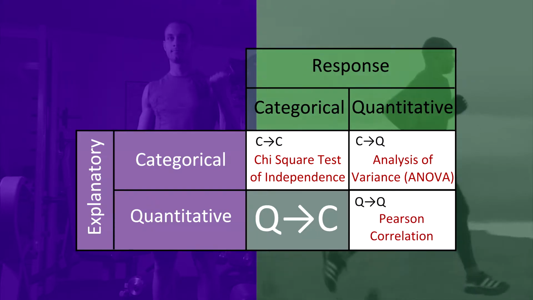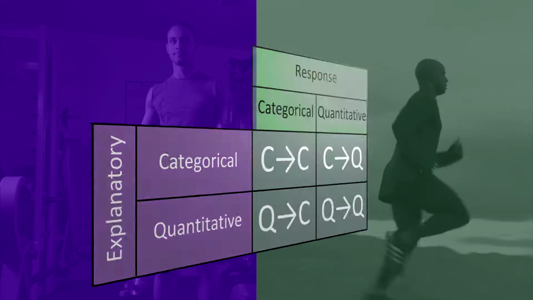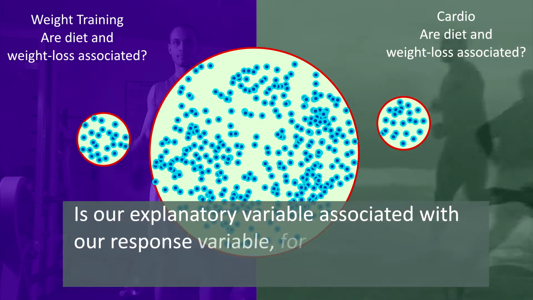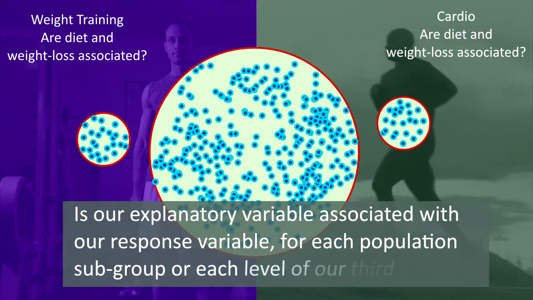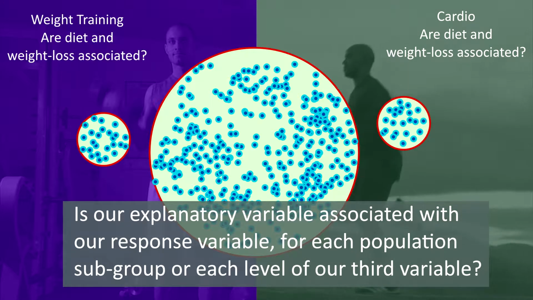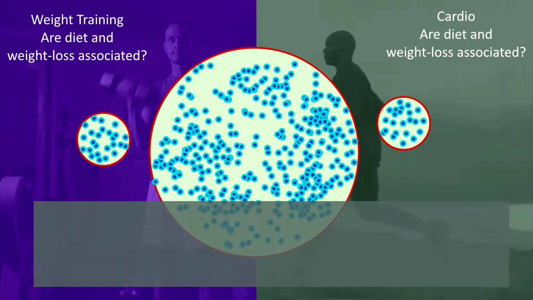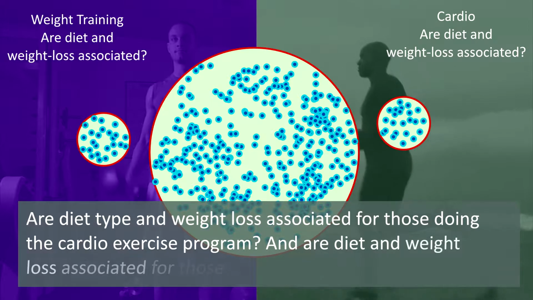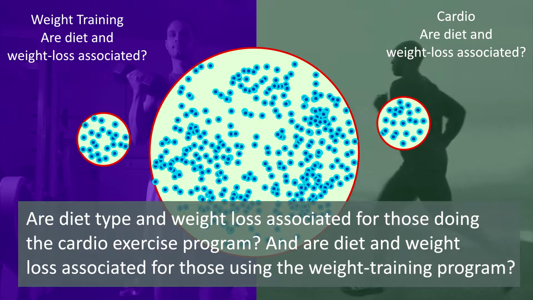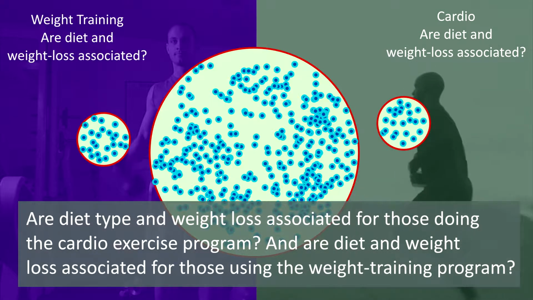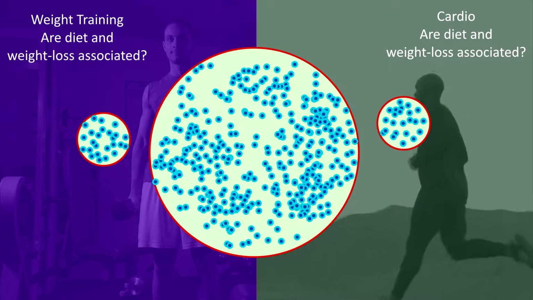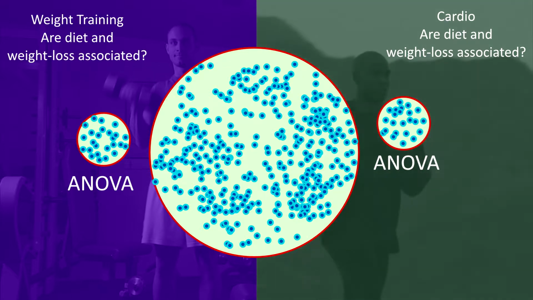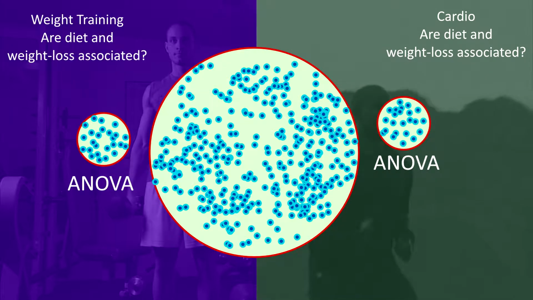In each of these contexts, we're actually going to be asking the question, is our explanatory variable associated with our response variable for each population subgroup or each level of our third variable? That is, are our diet type and weight loss associated for those doing the cardio exercise program, and are our diet and weight loss associated for those using the weight training program? To accomplish this, we're going to run two separate ANOVAs, one for each level of the third variable, that is, for each exercise program.